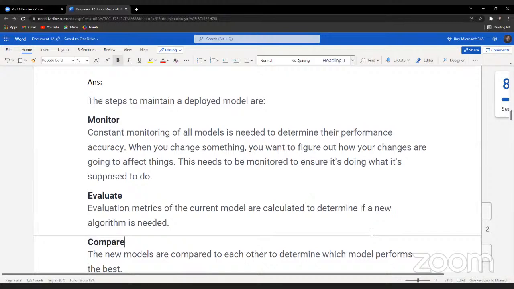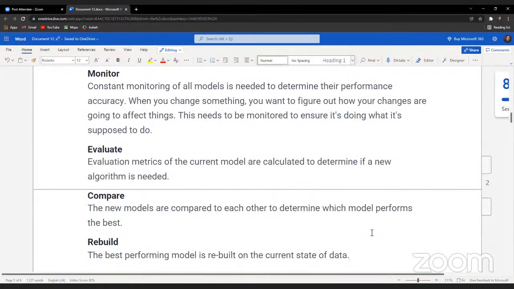Going to the next step, evaluate. Evaluation metrics of the current model are calculated to determine if a different algorithm is needed. Jumping to the next step, compare. The new models are compared to each other to determine which model performs the best. As an example, if we take a new model into consideration, we will compare it to the older ones to see which model performs the best and which gives a perfect output.